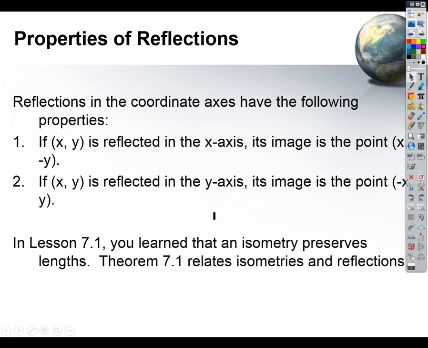X stays the same, and the y coordinate flips, right? It becomes the opposite. So we're just going to multiply the y coordinate by -1. Okay, does that make sense? What about if we're going to reflect something over the y-axis? The y stays the same. Yeah, so we're reflecting over a vertical axis. It's going to move horizontally. The y coordinate stays the same. The new x coordinate is going to be the opposite of the x coordinate of the pre-image, right? Make sense? Okay.